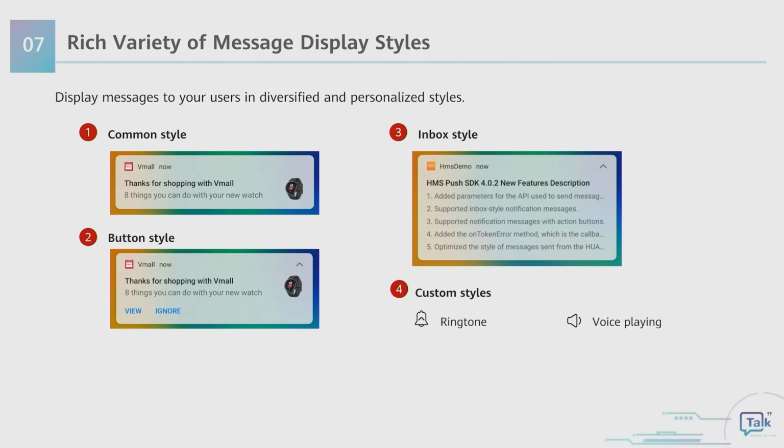In HMS, through simple configurations on the AppGallery Connect console or through APIs, we can easily change the appearances of the notifications. Other than the default common styles, we can also make notifications with action buttons, inbox style notifications, or even custom styles like ringtone or voice playing.